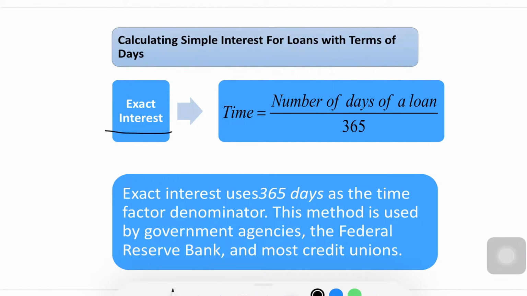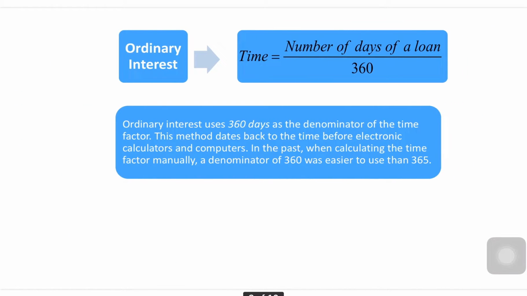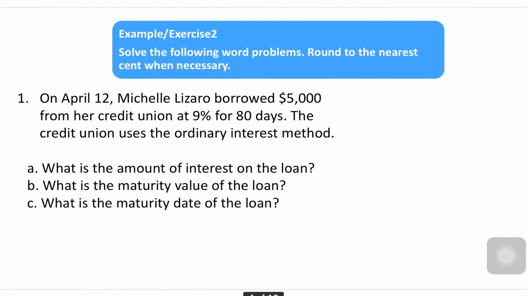So the only difference from our previous topic is that our time is in terms of days. When you talk about exact interest, this will be our computation for time: the number of days given divided by 365. On the other hand, for the ordinary interest, we will divide the time by 360. Okay, so that is the difference. So let's have this.